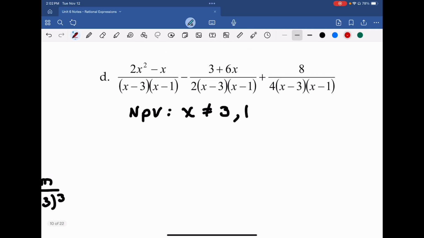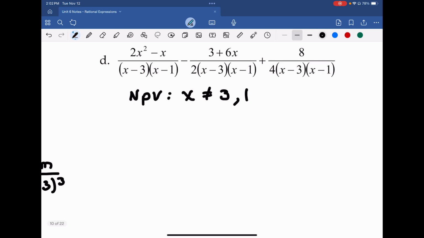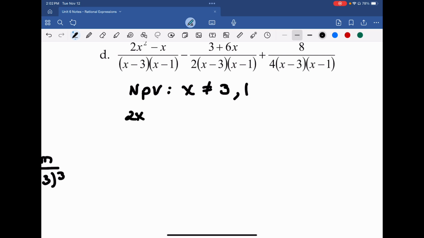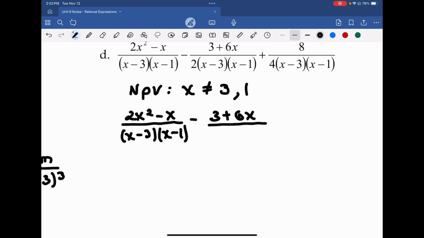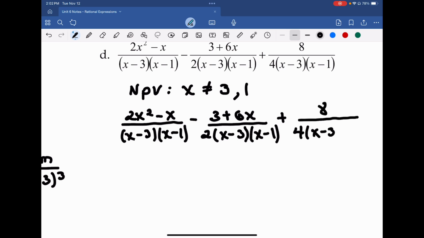So maybe, just to save a bit of space, because rewriting this might be too long. Actually, you know what? We're not going to be lazy with it. We're going to write it out. So I'm going to take this as 2x squared minus x divided by x minus 3. And I guess it doesn't really matter if I put the 1 or the 3 first. It could be either way. Minus 3 plus 6x divided by 2, x minus 3, x minus 1. There we go. And then plus, in the numerator over here, 8. And this is all over 4, x minus 3, x minus 1.